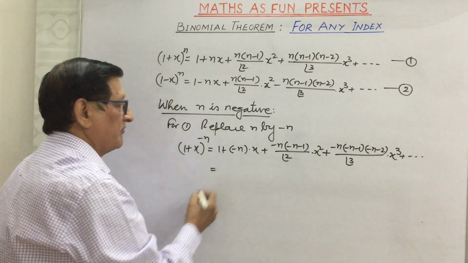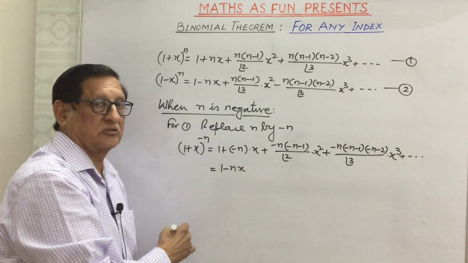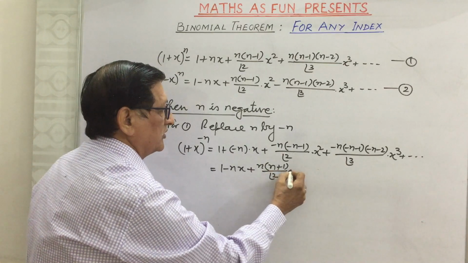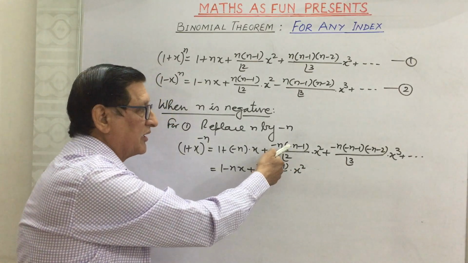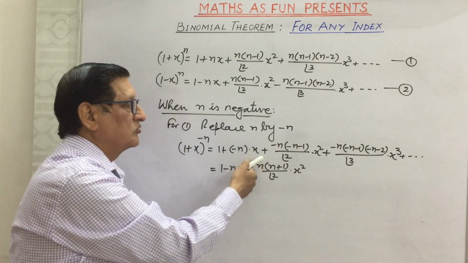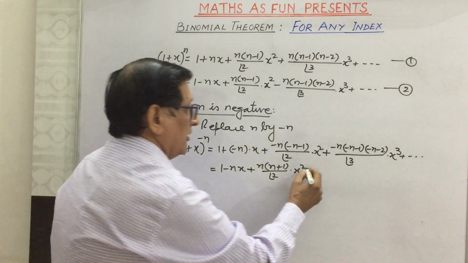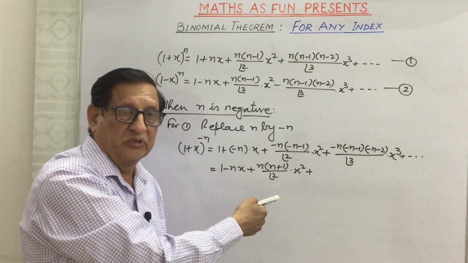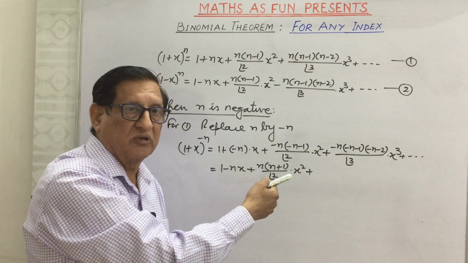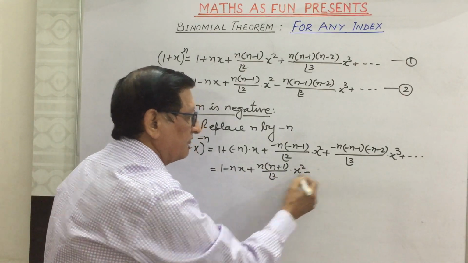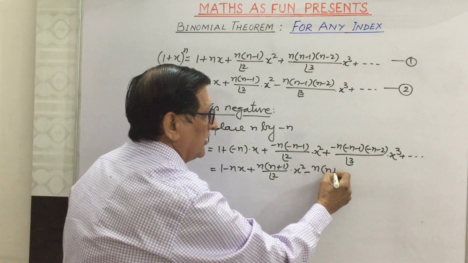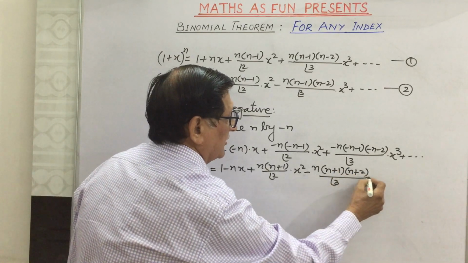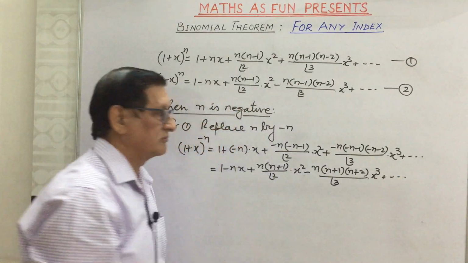When we simplify, we are getting it as 1 minus nx plus n into n plus 1 upon factorial 2 into x square, because when we take minus 1 common from this, minus into minus becomes plus. Here we have 3 factors and all are negative. If we take minus common, minus into minus will become negative. So it will be negative here, and this will be n into n plus 1 into n plus 2 upon factorial 3 into x cube plus so on.